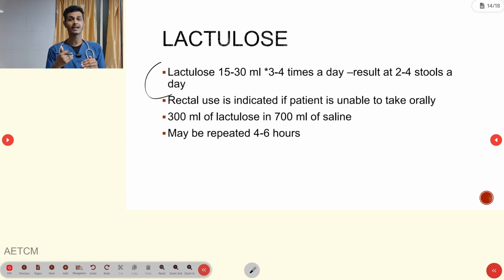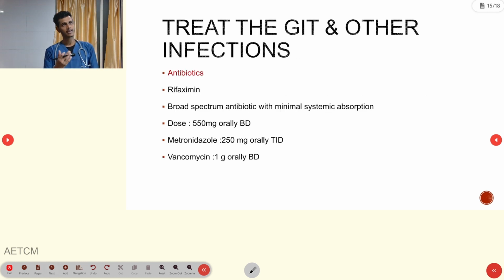If the person is unable to take it per oral, then you can go with the rectal route. That is 300 ml of lactulose mixed with 700 ml of normal saline. You can administer it per rectal route, the same way as an enema, and then you can make the person eliminate.